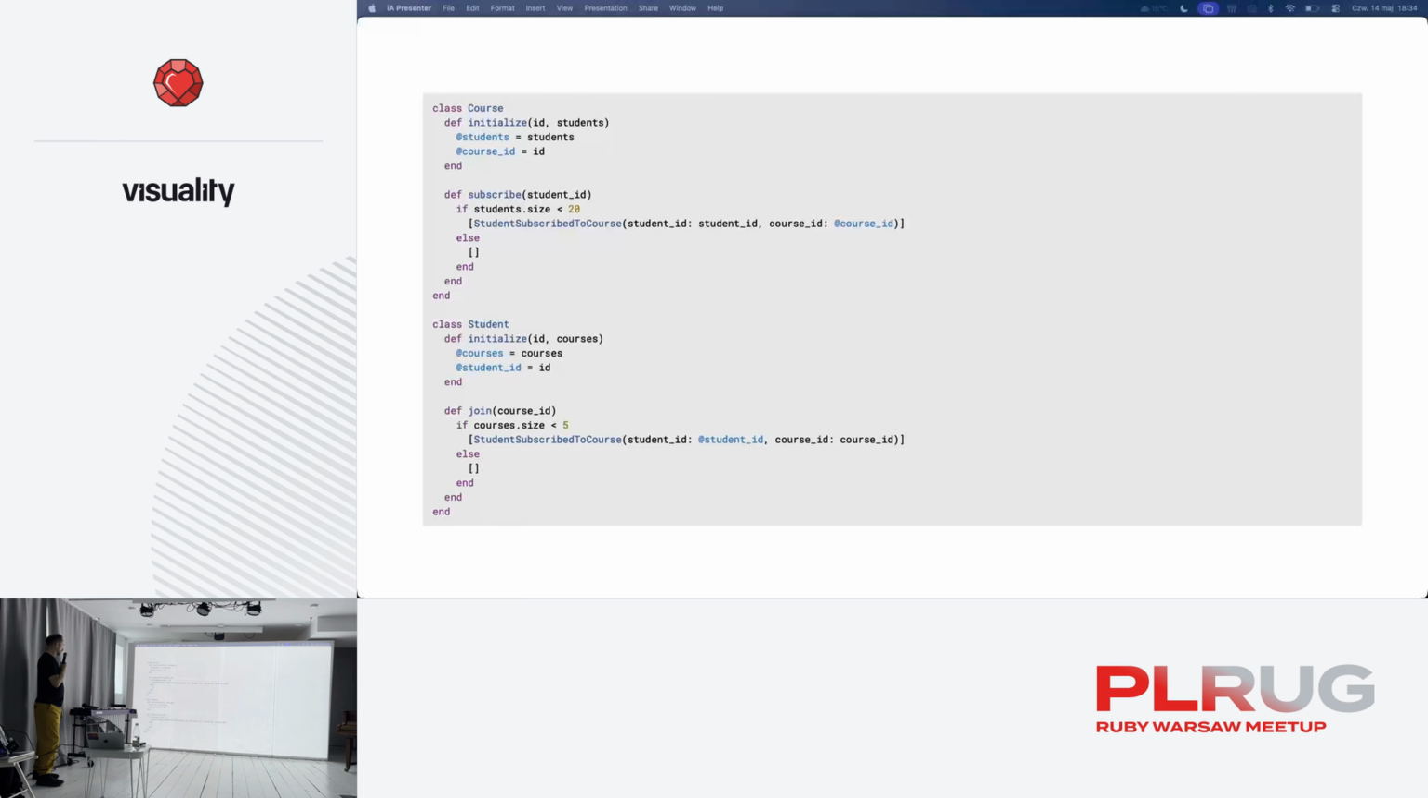Unfortunately, the smallest aggregates that we could think of would be a course and a student, each of them protecting a single rule, like the course protecting that there are no more than 20 students, and the student aggregate protecting that there are no more than 5 courses that the student is subscribed to. And it is a problematic situation, because when you're subscribing to a course, we have to fulfill 2 of those rules of those 2 aggregates at once.